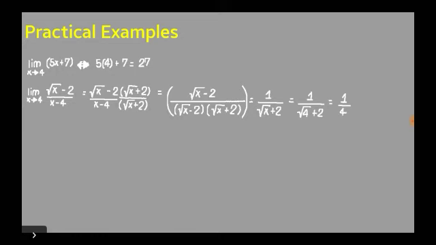Then root of x minus 2 over root of x minus 2 times root of x plus 2. Divide them. Root of x minus 2 must be cancelled. It becomes 1 over root of x plus 2. 1 over root of 4 plus 2. Take the root of 4, which is 2. 2 plus 2, so 1 over 4. We can calculate like this.